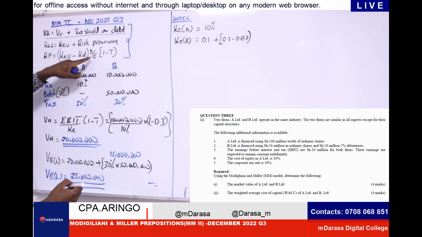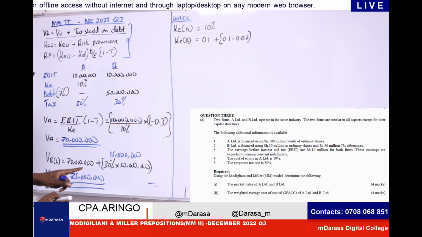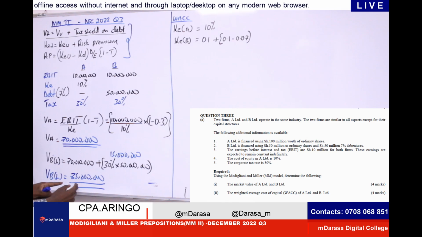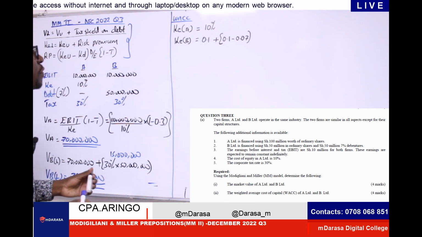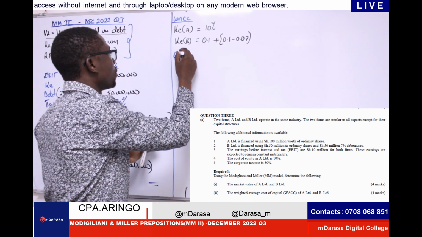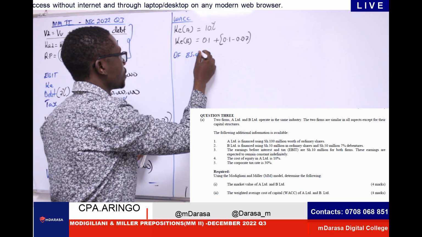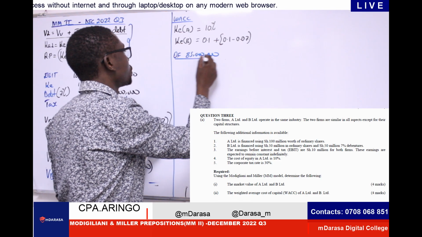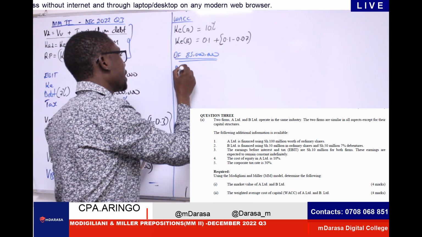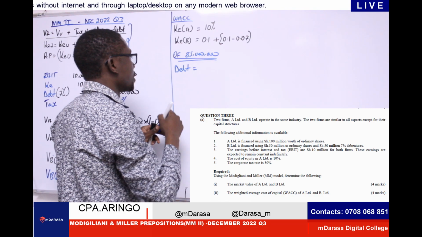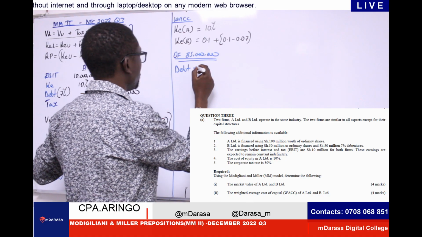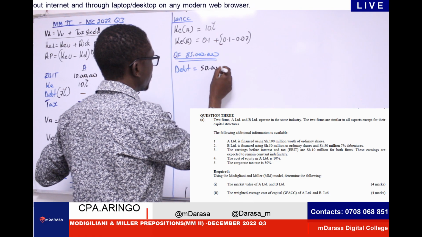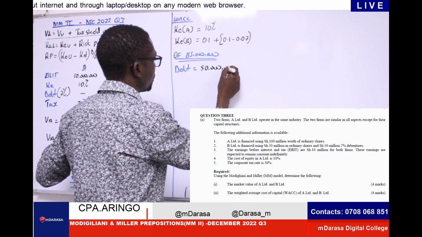Debt to equity ratio. Our debt to equity ratio, we come to the value here. If at all my total value is 85 million, as per what we are working out, my debt is 50 million. Yeah, our debt is 50 million.